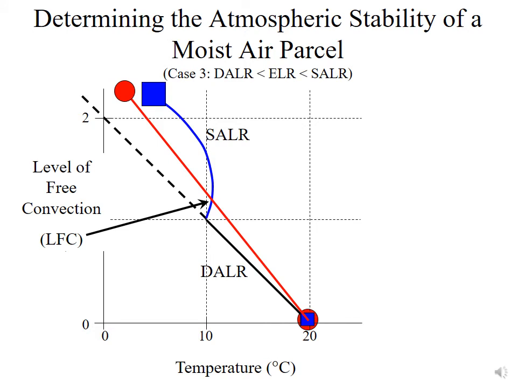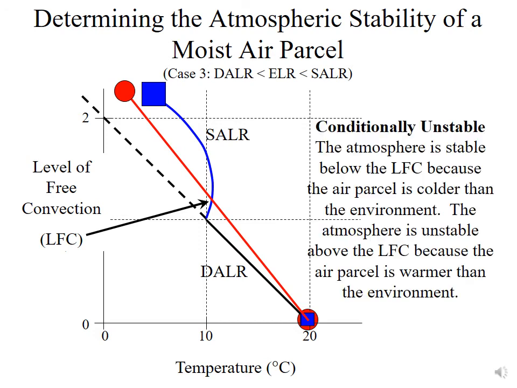So we define that crossover point as the level of free convection. And the atmosphere here is considered conditionally unstable because the atmosphere is stable below the level of free convection, and the atmosphere is unstable above the level of free convection. And this is the most common stability classification for the atmosphere, a conditionally unstable atmosphere.